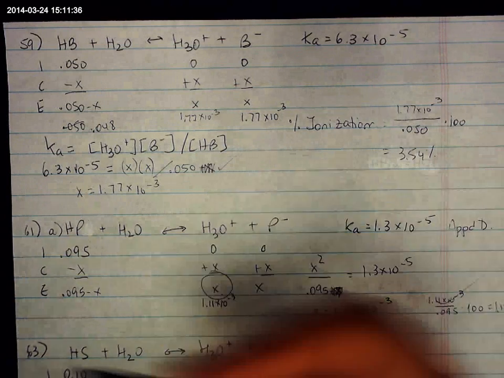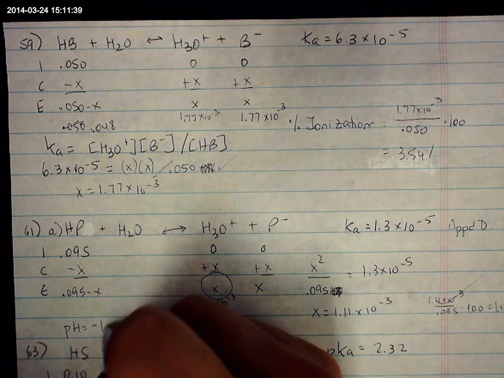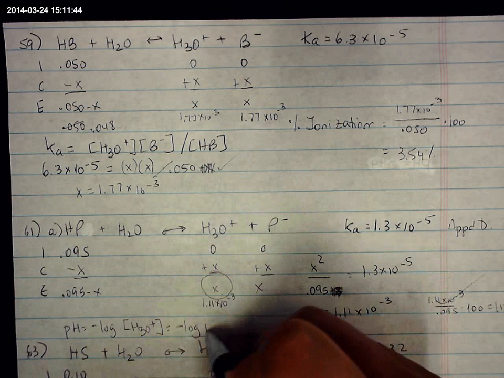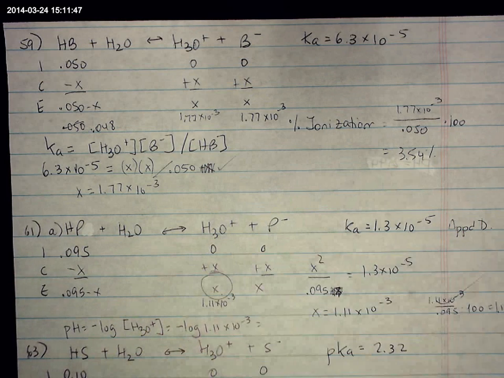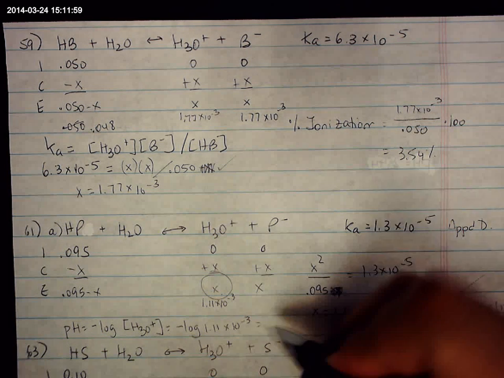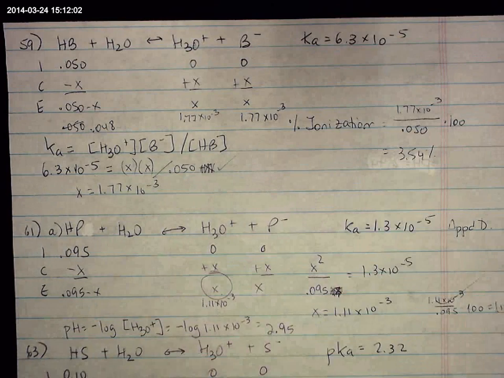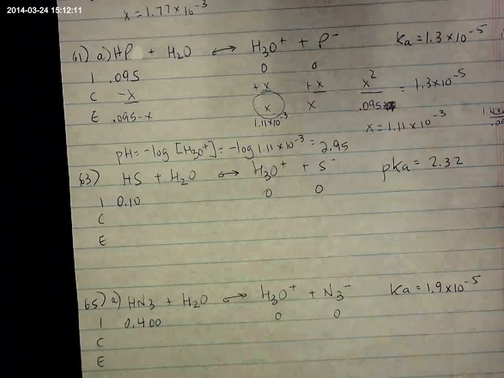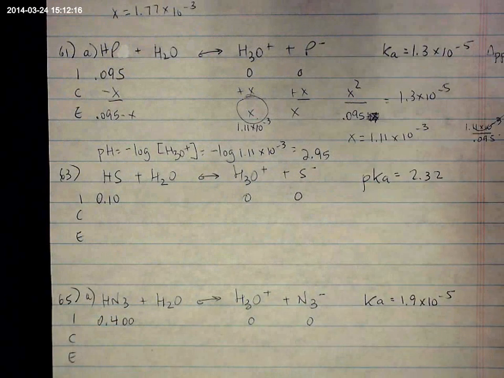So now you can calculate the pH. The pH is going to be the negative log of the hydronium concentration. So the negative log of 1.11 times 10 to the negative third, so what is that, 2.9 something? Alright, let's put it in the calculator. So negative log 1.11 times 10 to the negative third, oh look at that, 2.95. 2.9 something wasn't a bad guess. Alright, that's question number 61. Alright, let's take a look at 63. And by the way, for 61 parts B and C, you would do it the exact same way. You just have different compounds and different K values.